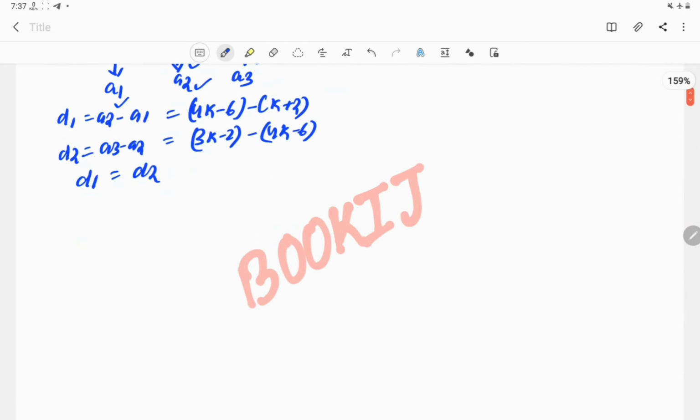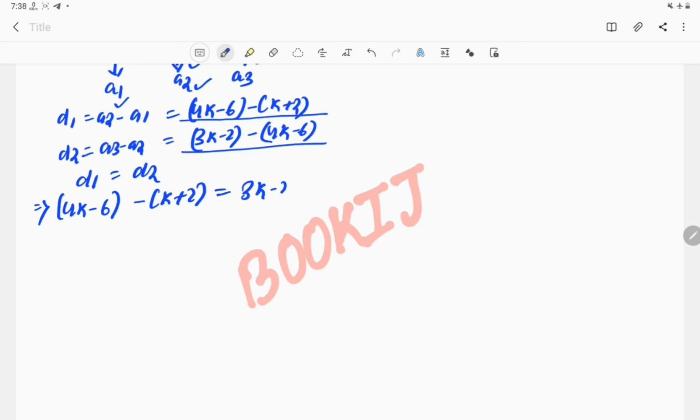Now let's substitute the values of D1 and D2. The value of D1 is 4k minus 6 minus (k plus 2). It is 4k minus 6 minus (k plus 2). And what is D2? That is 3k minus 2 minus (4k minus 6).